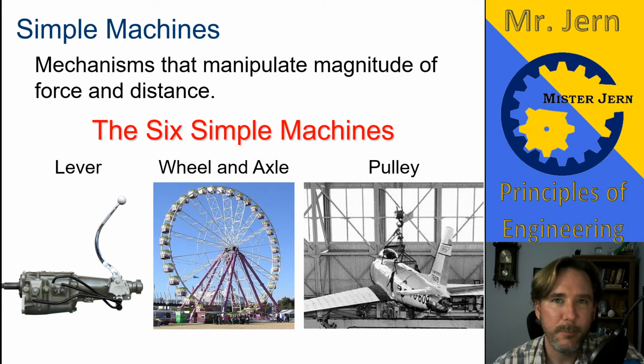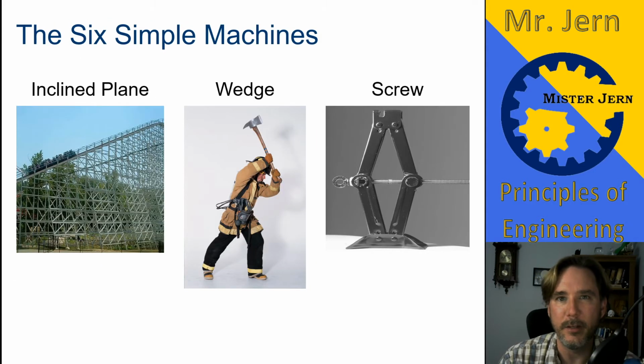These 6 simple machines are these. You got your lever, wheel and axle, and your pulley. And these are the ones we're going to talk about in this video. We'll talk about the next 2 in the next video: the inclined plane, the wedge, and the screw. All those 6 simple machines make the foundation for all the mechanisms that we have.